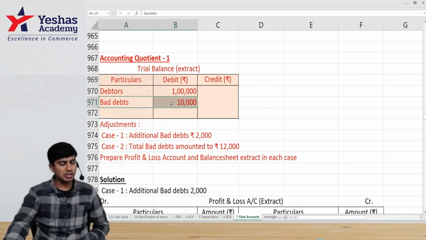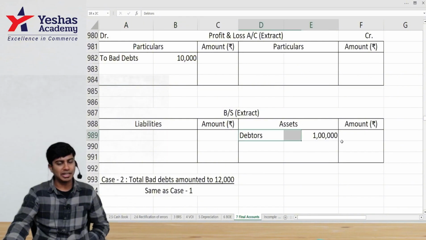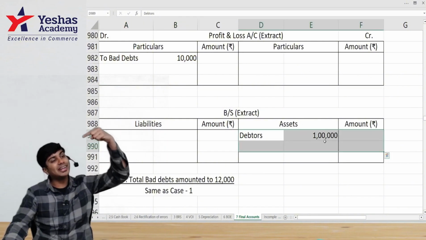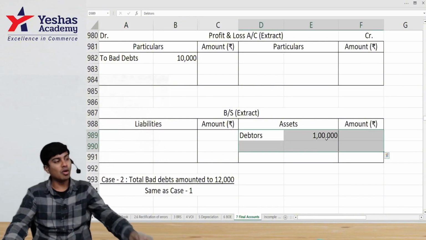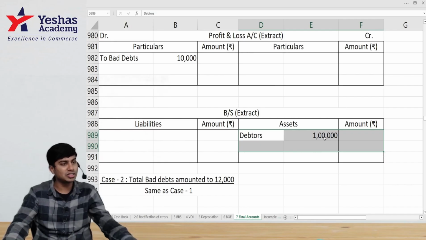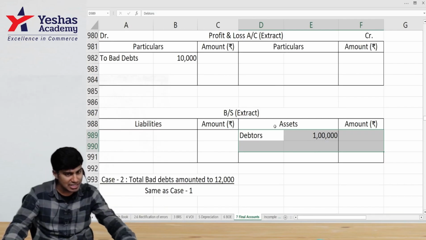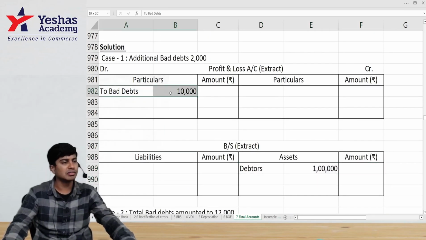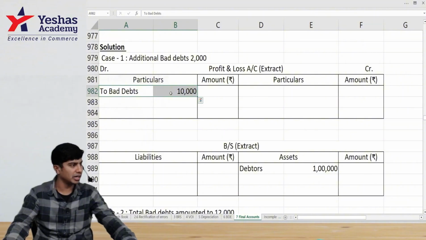This bad debt of 10,000, I don't have to deduct it from my debtors. Why? It is already deducted. They've already passed the journal entry, bad debts to debtors. That is the reason bad debts is appearing in trial balance and it will be written only to P&L.